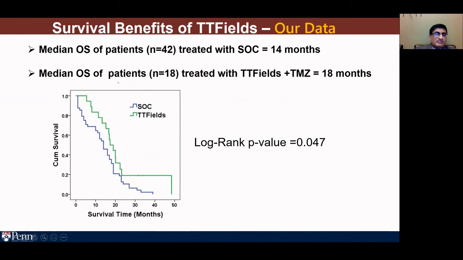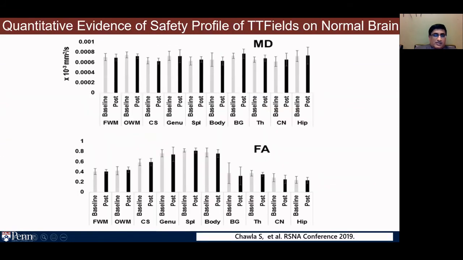And the median overall survival for the patients who were treated with tumor treating field and TMZ was approximately 18 months. So that is a 4-month survival benefit in the cohort of patients who were treated with the tumor treating field and TMZ compared to the patients who were treated only with the standard of care. So this is a very good study actually.